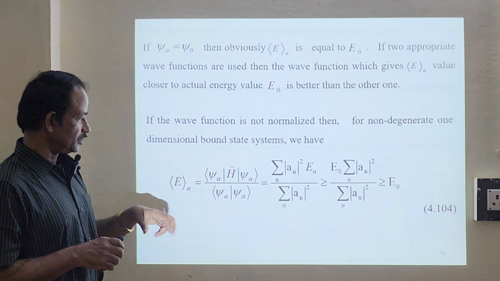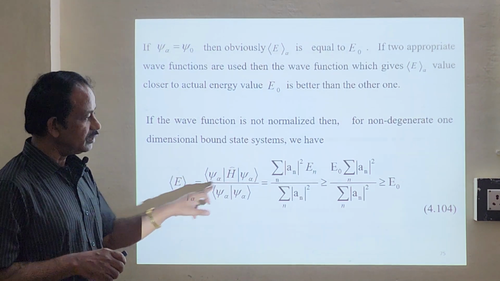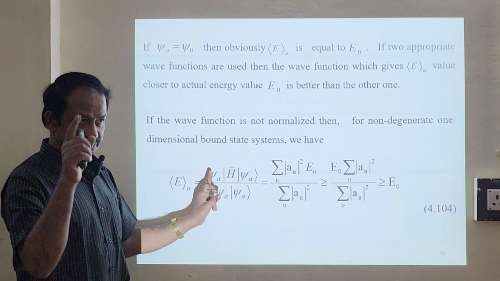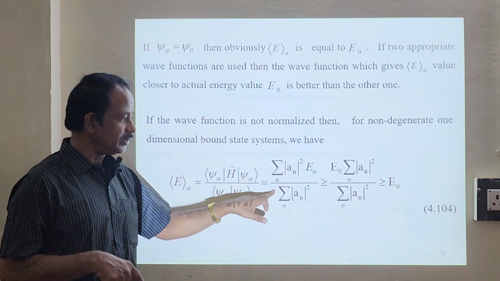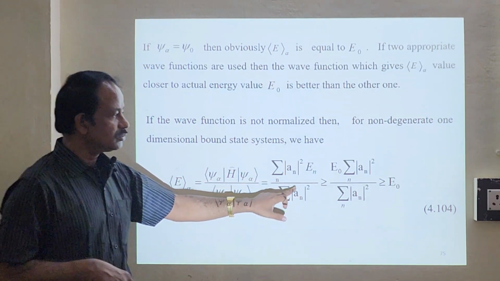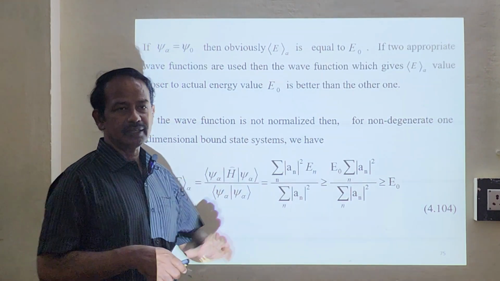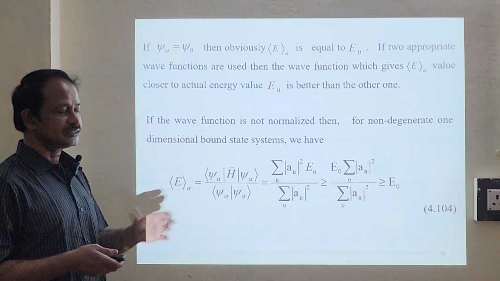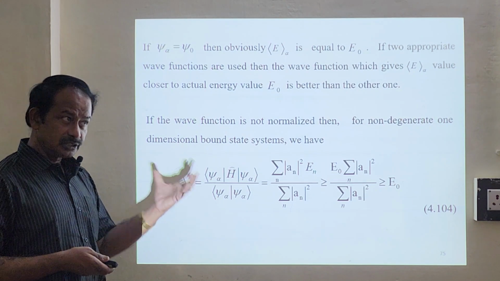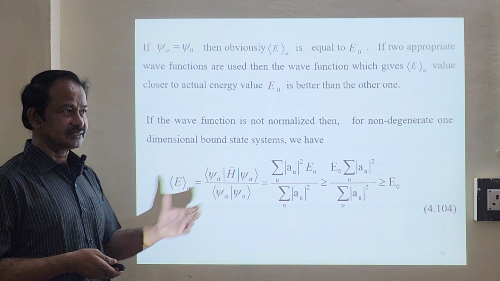Okay, so this is for n number of systems. The same condition we have written as a summation: instead of integration, we have written summation over n of an square en divided by the normalization constant. So this must be greater than or equal to E naught. This is for the non-degenerate one-dimensional bound states. Okay, so this is an approximation method for the bound states.